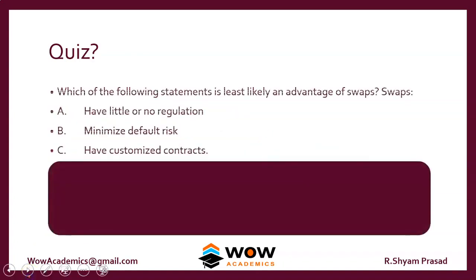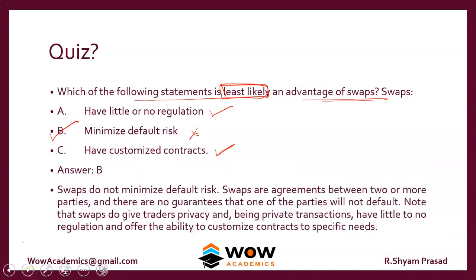We have another quiz. Which of the following statements is least likely an advantage of a swap? So which of the following is not an advantage? Have little or no regulation. Yes, that is an advantage of a swap. Minimized default risk. No, it is an over the counter transaction, so it has a high amount of risk. Have customized contracts. Yes, it is an over the counter contract, so it can be customized. So the disadvantage is B. So the answer is B.